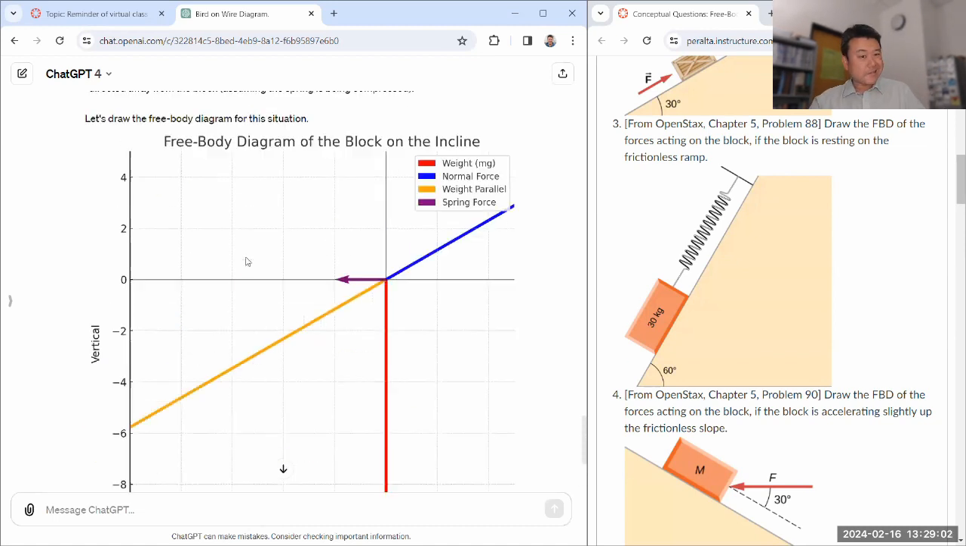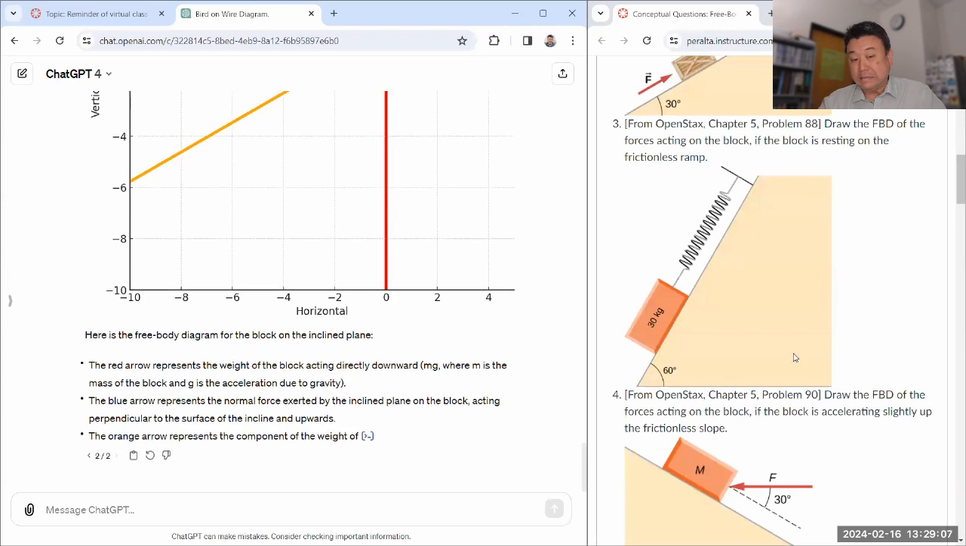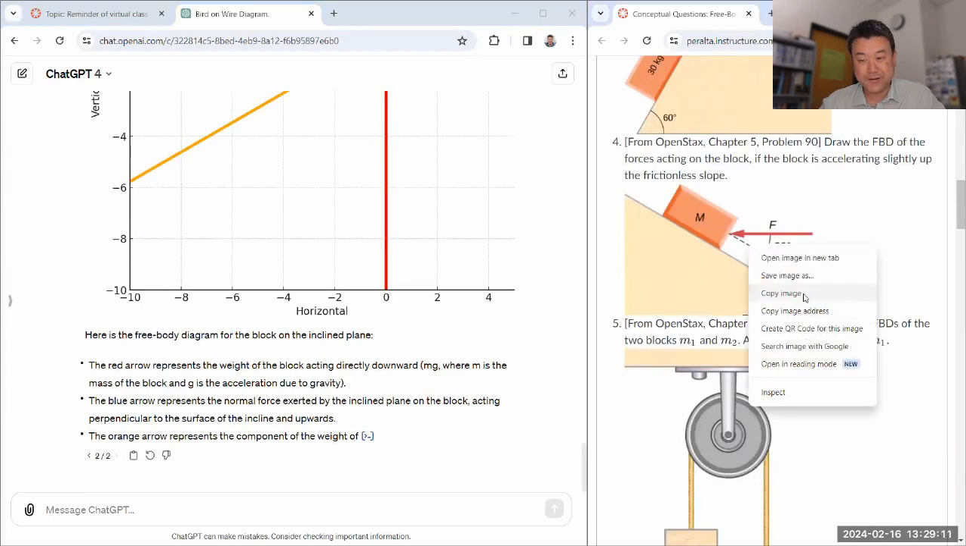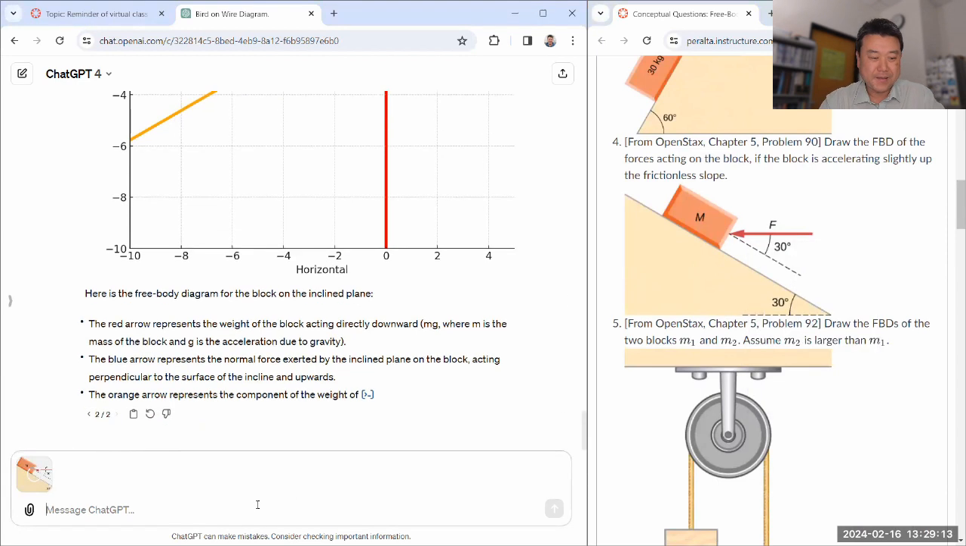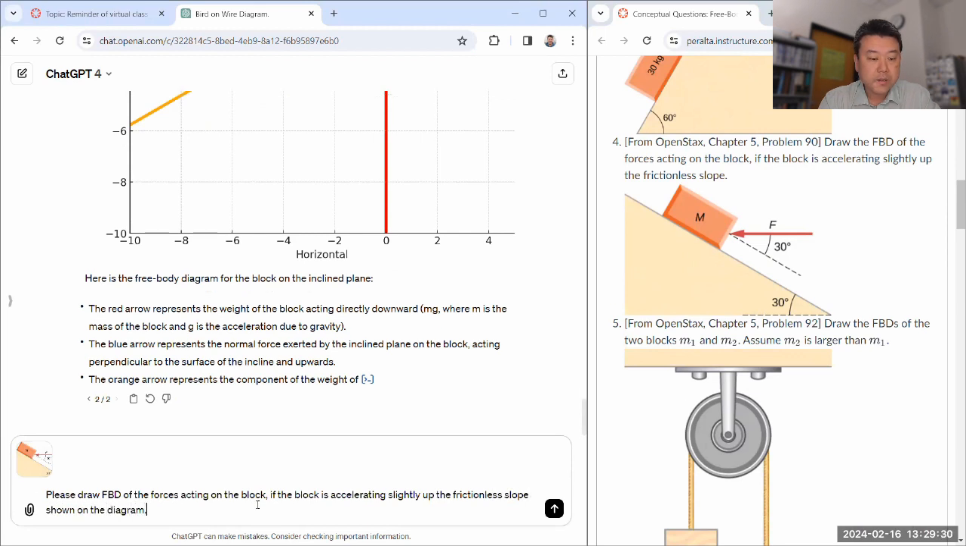Okay, so this one, again, it kind of got it wrong. I think it's still a work in progress, but given the progress we've seen in a year, it might actually get pretty good. Please draw a free body diagram of the forces acting on the block if the block is accelerating slightly down the frictionless slope shown on the diagram.